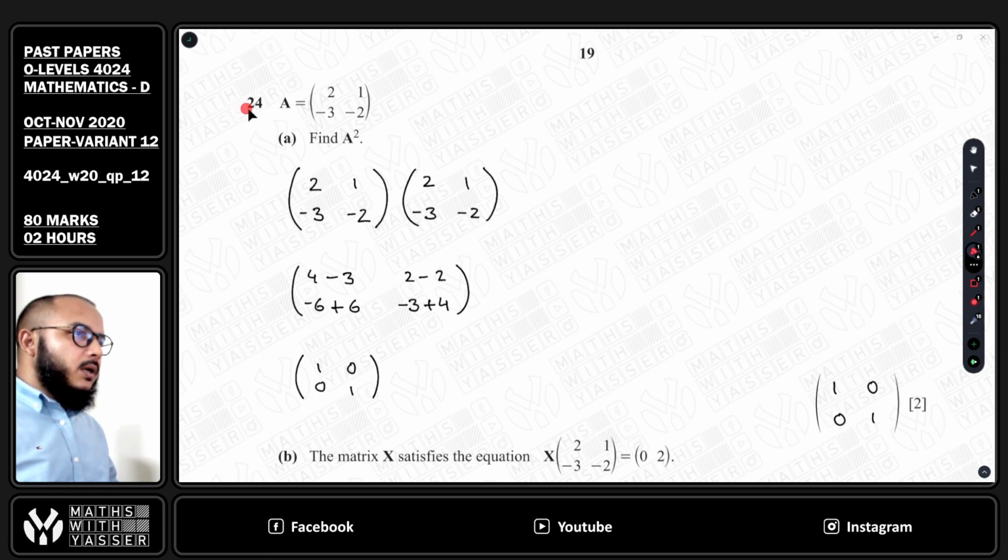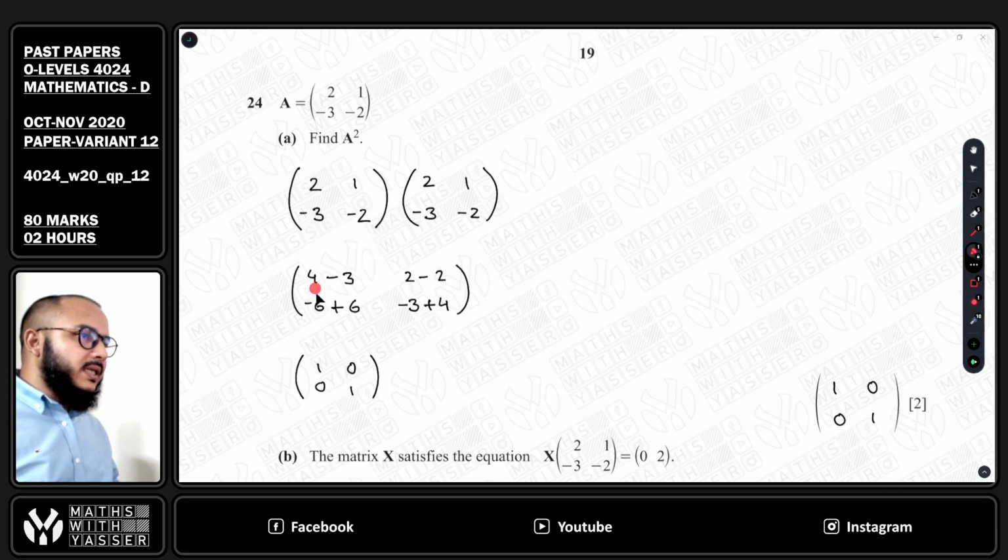Question number 24. We are provided with the matrix A. We need to find A squared. So that means we need to multiply A with itself, and we will get 2 times 2 is 4, 1 times negative 3 is negative 3. So 4 plus negative 3 will be 4 minus 3. And then 2 times 1 is 2, plus 1 times negative 2 is negative 2. So 2 plus negative 2 is 2 minus 2.